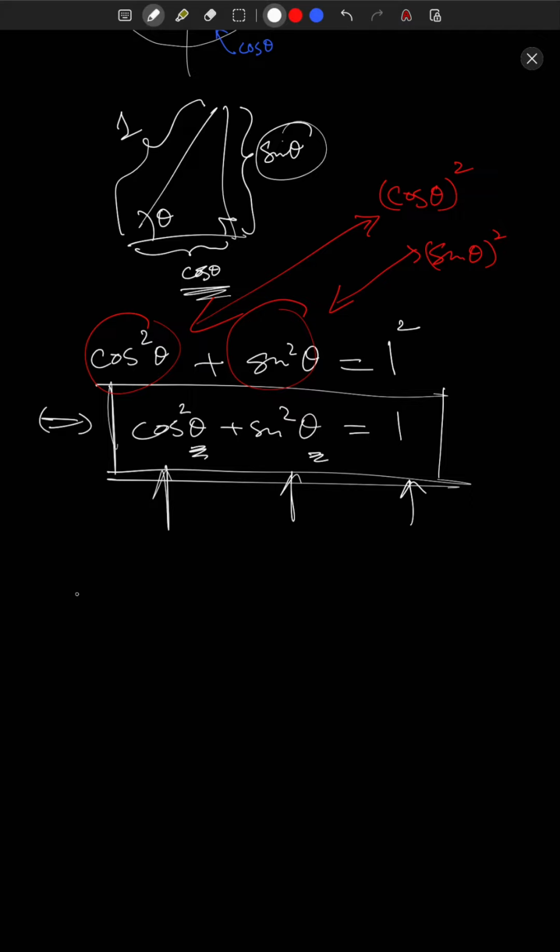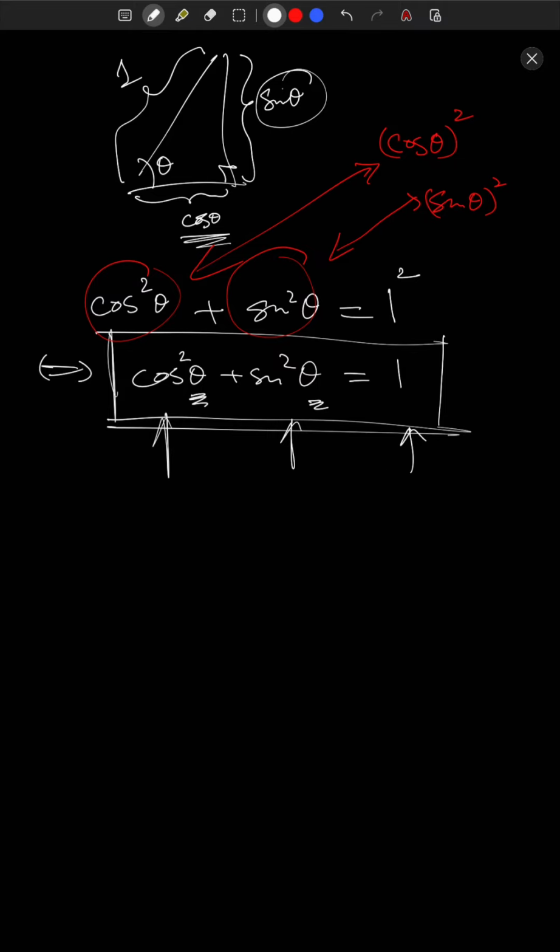All right, so let's check if this is the case for some cosines and sines that we already know. Let's see. We know cosine of pi over 3. We know sine of pi over 3.